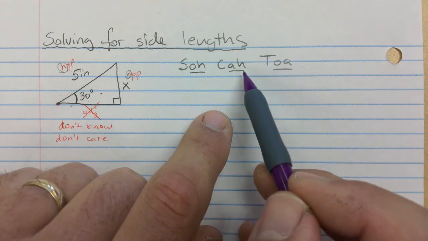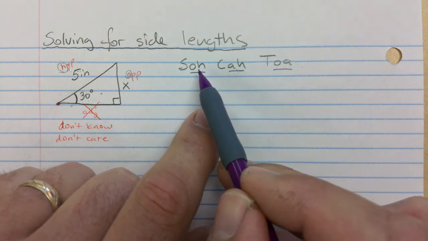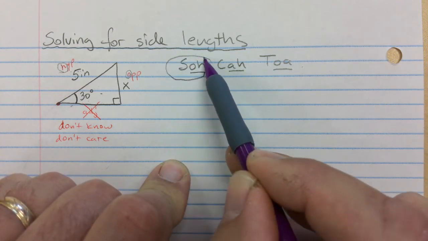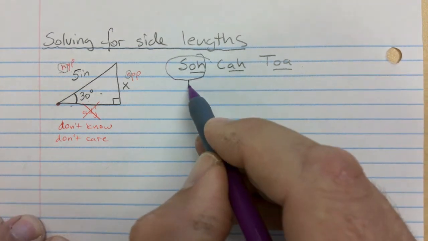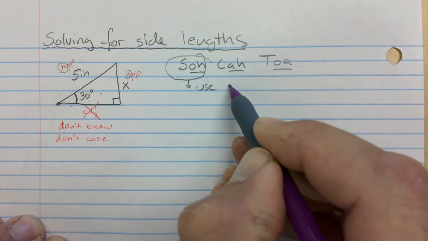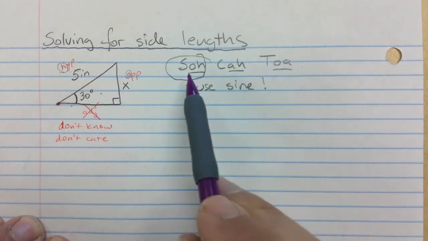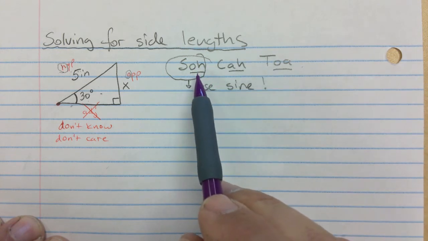Opposite and adjacent, nope. Adjacent, hypotenuse, nope. Opposite and hypotenuse, this is the one. Okay, we use sine, okay? So now you've narrowed it down that out of the three, only this one will work.